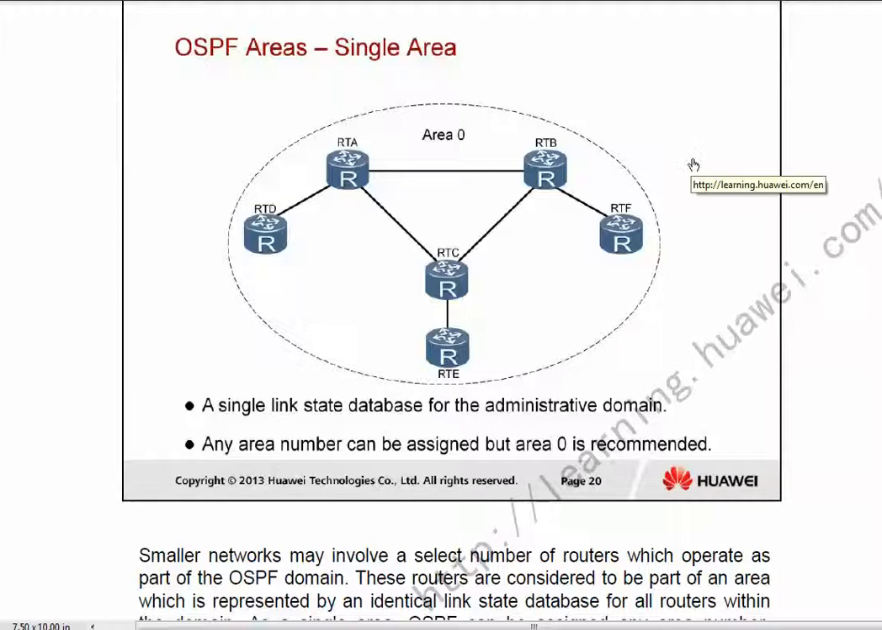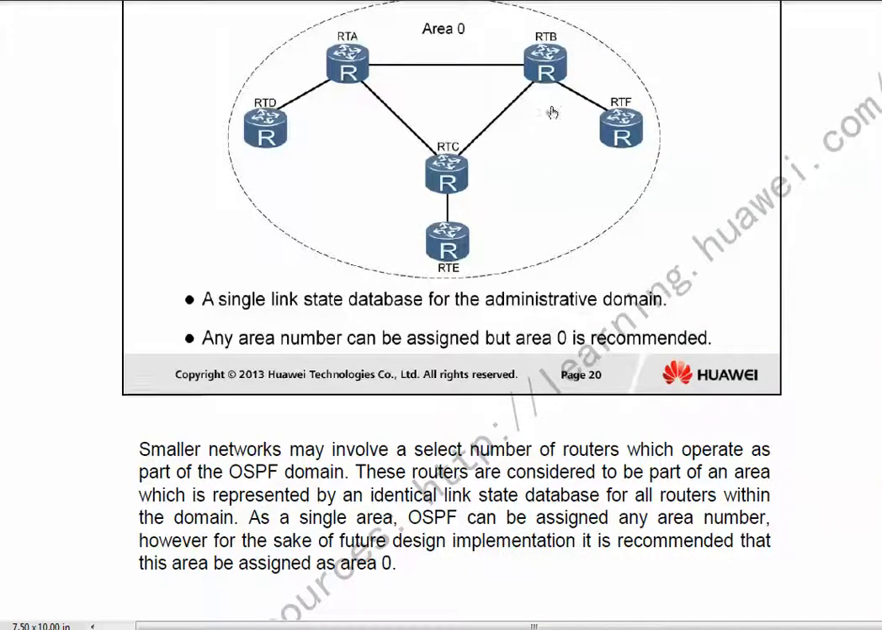OSPF areas, single area. In a single area there is a single link state database for the administrative domain. You can use any number for this area, but area 0 is recommended because area 0 is always the backbone of OSPF. Just in case you need to add another area, your area 0 doesn't need to be changed. All the routers in the single area will have an identical database.